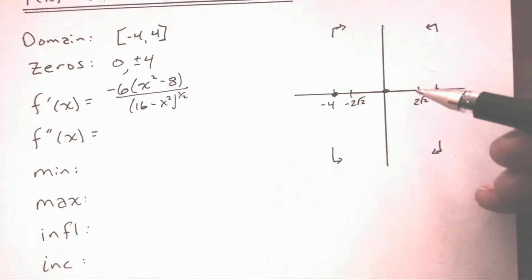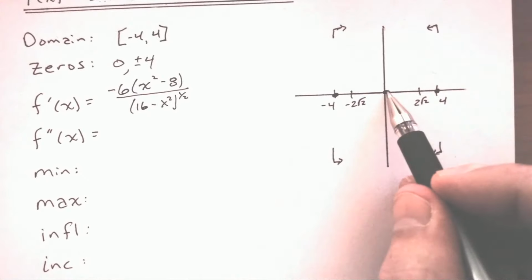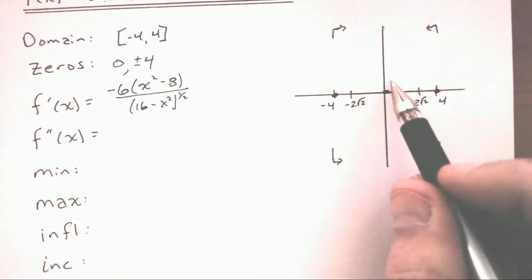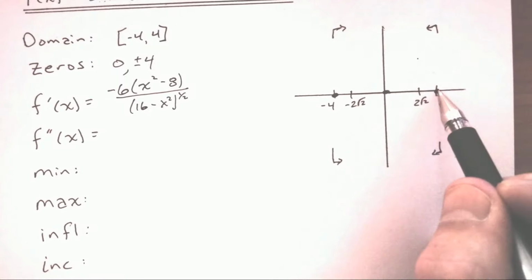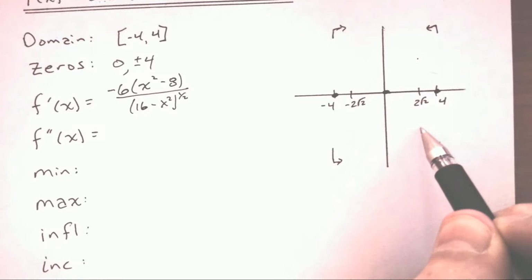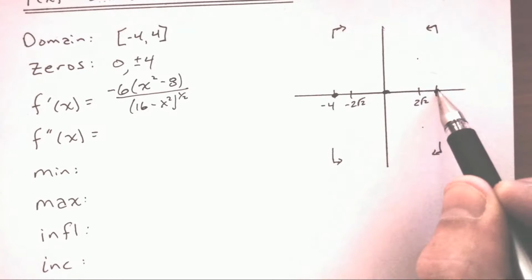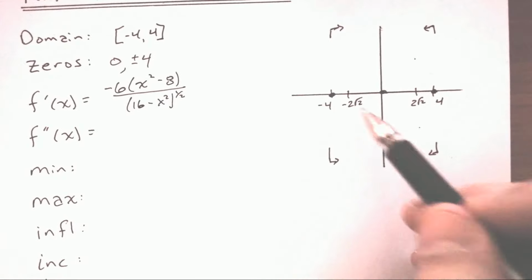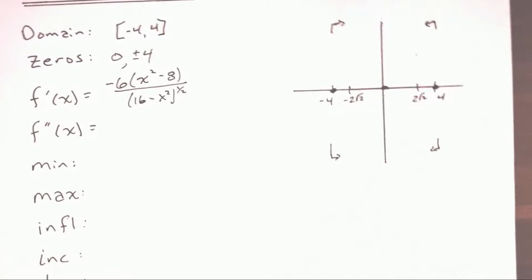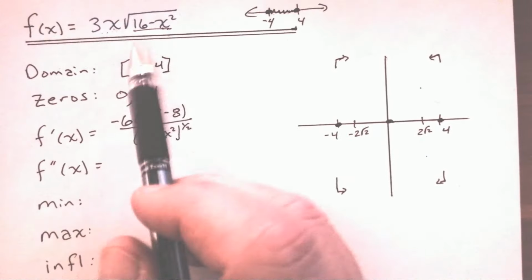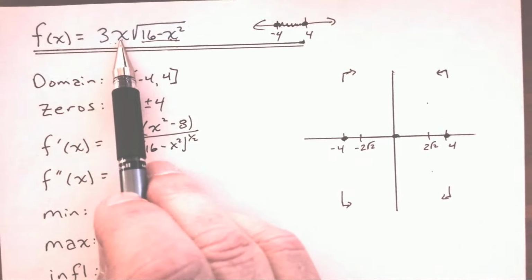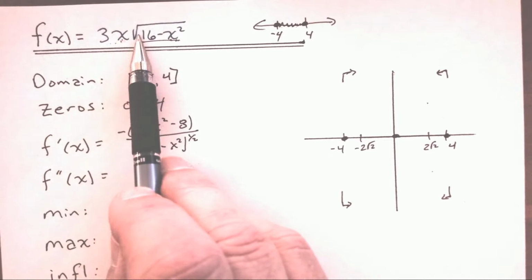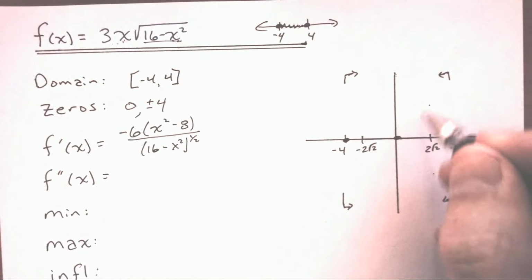So since I know I'm 0 here, 0 here, those are my only zeros, I either go up, and I don't know what I'm doing as I'm going up, and hit a peak here and come back down, or I go down and hit the very lowest point here and go back up. Same on this side. So my max and min are going to be located at negative 2 root 2 and 2 root 2. How do we know which one? Well, I could, for instance, put 1 into the original function, and I get 3 times square root of 15, which is a positive number, which means when I put 1 in, I'm up.